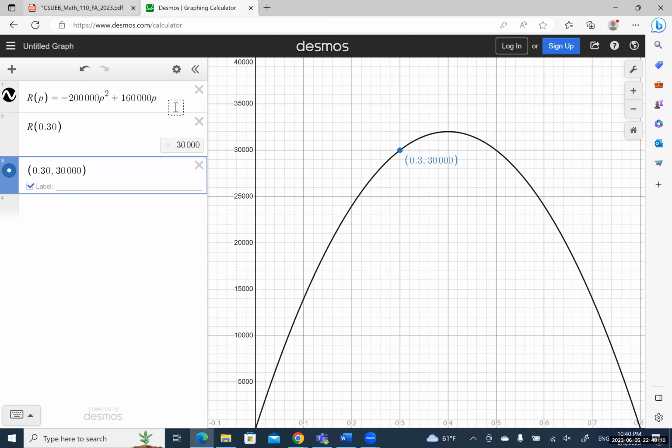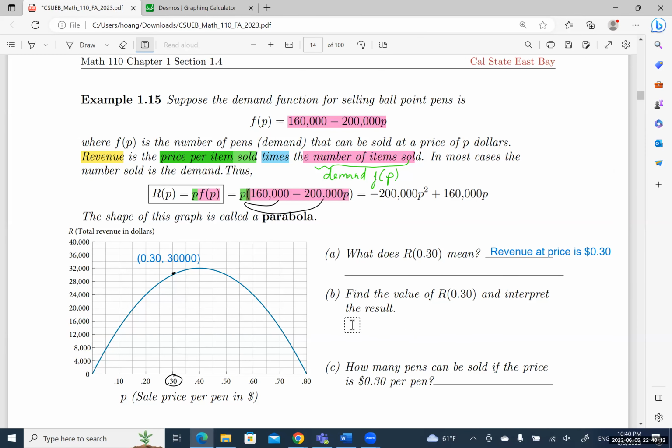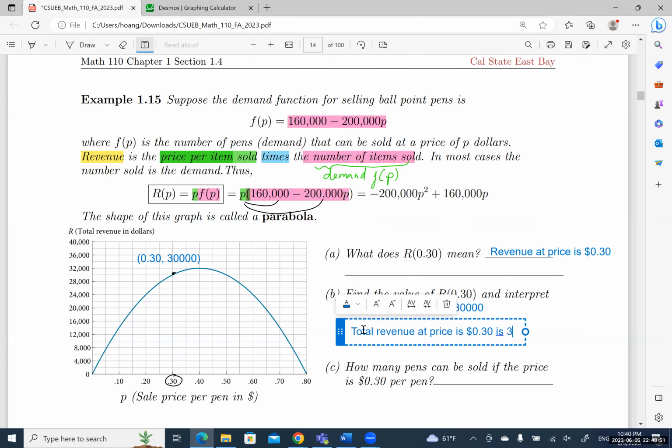So now let's come back to column B here. You can see that it's supposed to be R of 0.30, which equals 30,000. And interpret to say: total revenues at price $0.30 is $30,000.